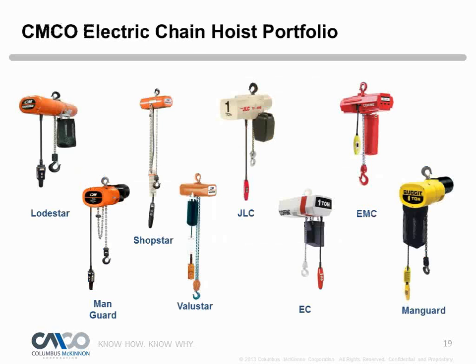Quickly, the CM portfolio of all the various electric chain hoists that we sell: the Lodestar, the CM Manguard, the Shopstar, Value Star, the Coffing JLC, the Coffing EC, the EMC unit, and the budget. And within our hoist portfolio, we'll give you all the speeds, the capacities, type of suspensions, and where those hoists can be applied. So that's something that the Columbus McKinnon family of team members can help you out with. And we'll be doing more and more webinars and more material on applications as the months go on.